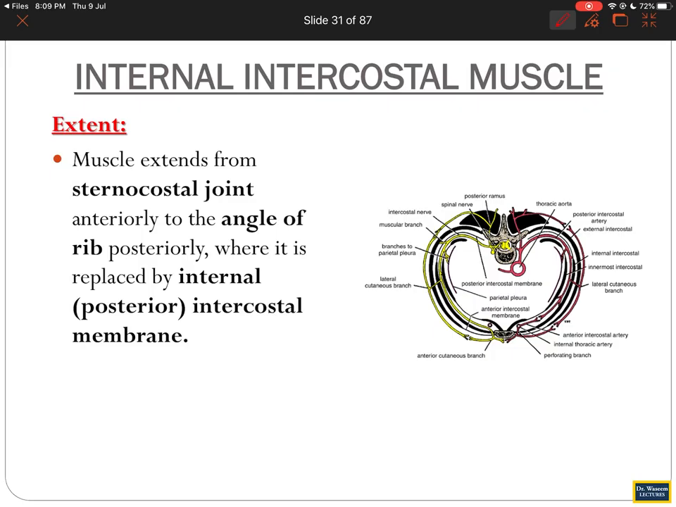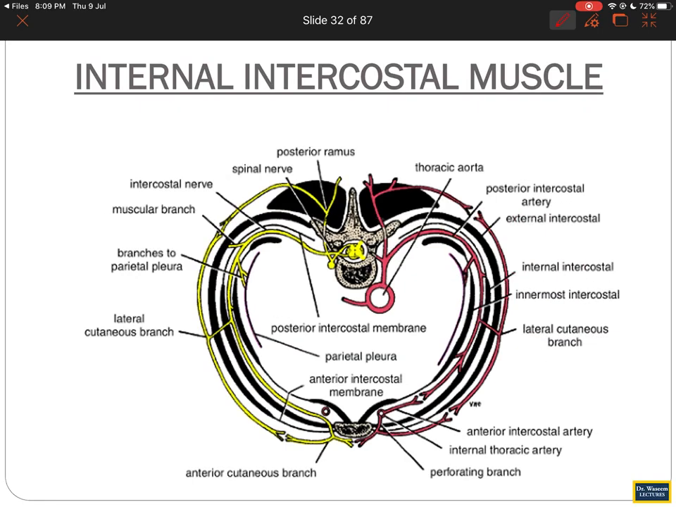But as far as the extent is concerned, again it is important. How much is present from behind till the front? It is almost the reverse. Anteriorly it starts very close to the sternocostal junction, where the costal cartilage is attached to the side of the sternum. It starts as a muscle here, with a muscular belly, till it reaches the angle of the rib behind, posteriorly, where it is replaced by a membrane. This green color I am showing you is the membrane up to the tubercle of the rib.